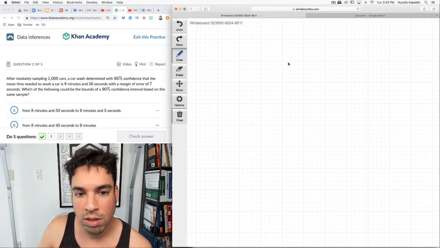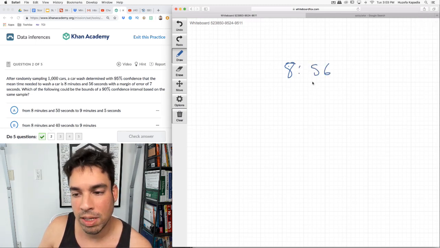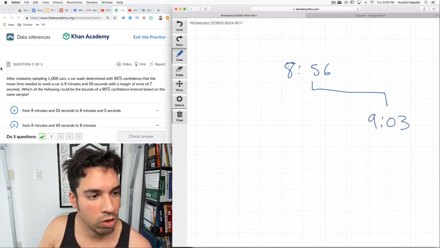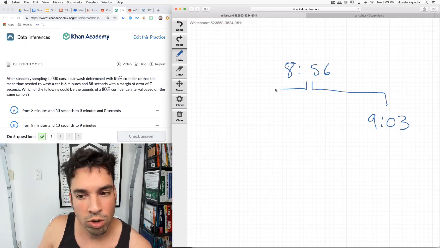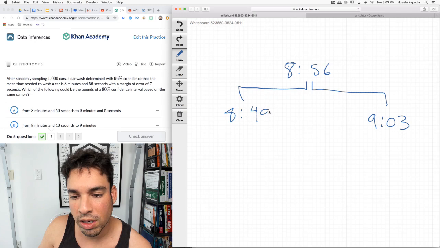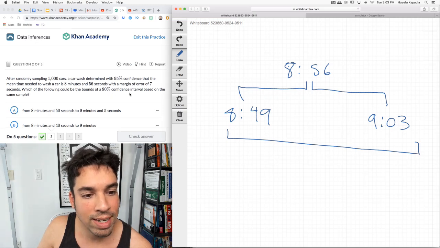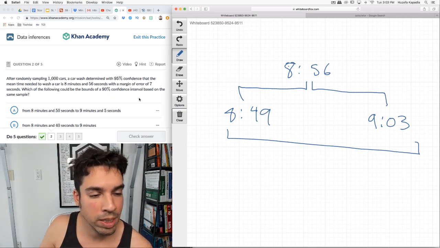So here we go. The mean time is 8:56. That means the mean could be as high as this plus 7 seconds, which is 9:03. Use your calculator if you're not sure about that. Or subtracting 7 seconds, which is 8:49, right? 7 seconds off. So this is where my mean value is lying, somewhere in that range. Which of the following could be the bounds of a 90% confidence interval based on the same sample?